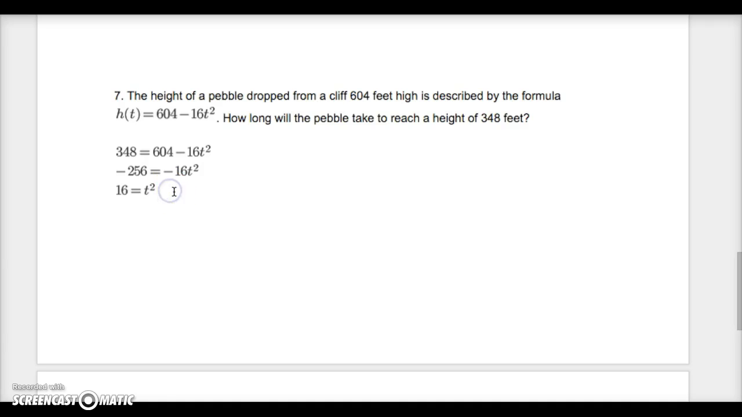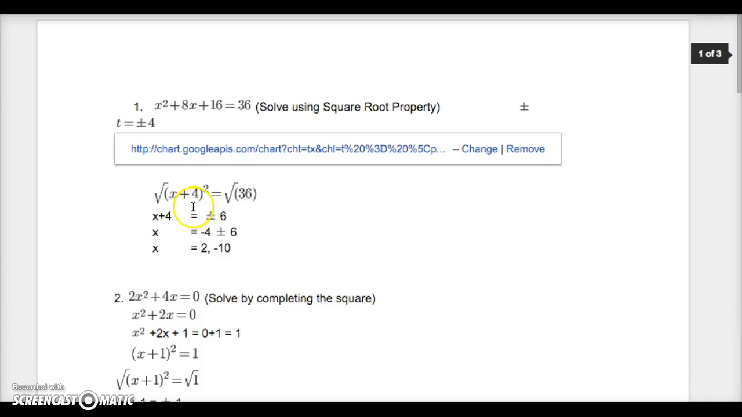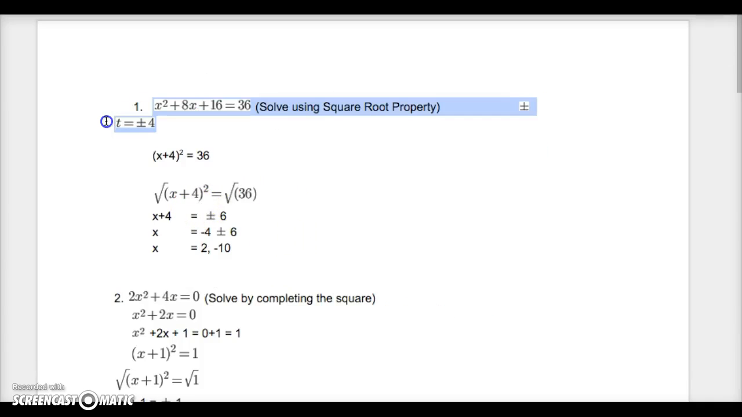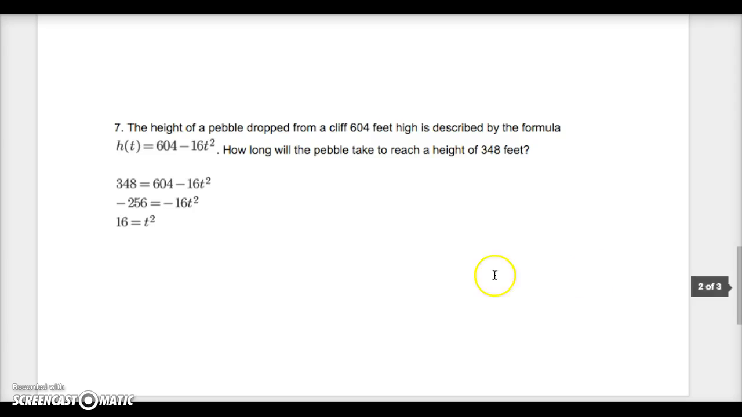I'm going to square root both sides. And hopefully from here you can see that t is going to be plus or minus the square root of 16, which is just 4. And if you remember from what we talked about in class, you can't have negative time ever. Okay, so t is plus or minus 4. You can't have negative time. Negative time doesn't exist. So the only answer that makes sense is the positive 4.